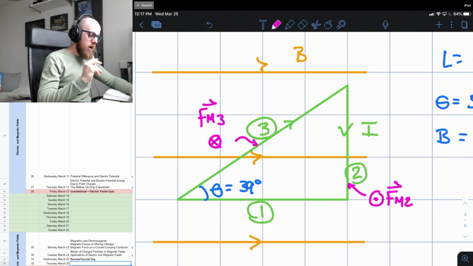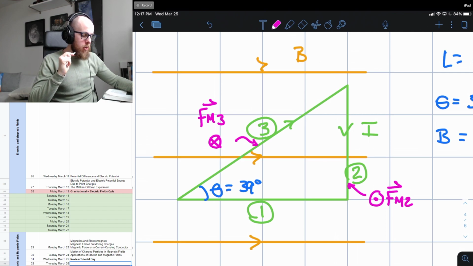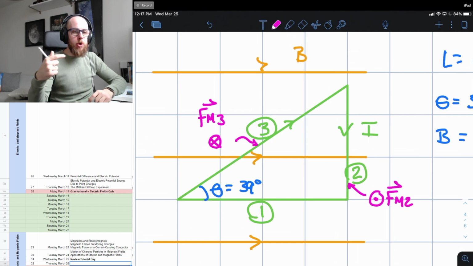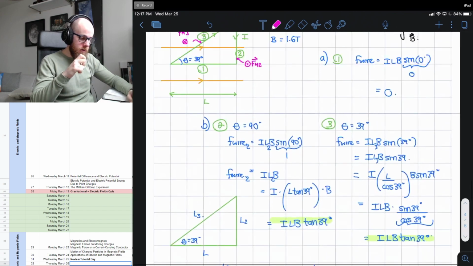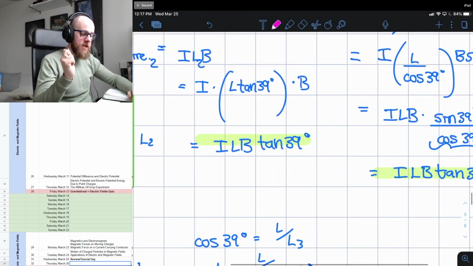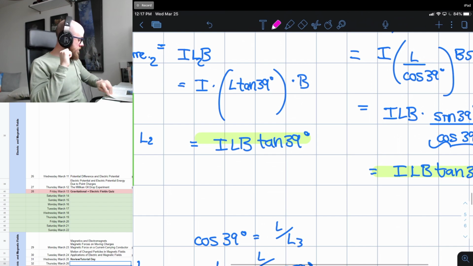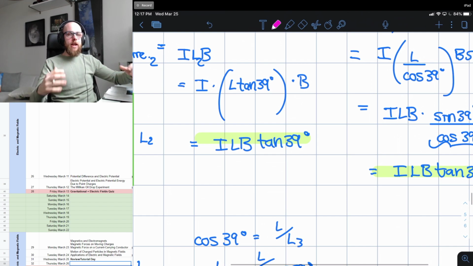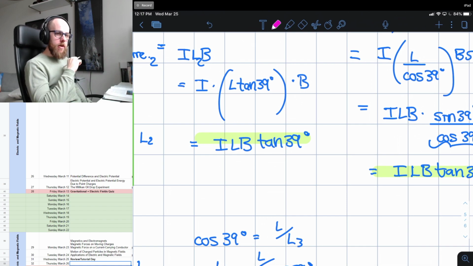Okay. So noticing what's going on here, it looks like FM2 and FM3 point in exactly opposite directions, right? FM2 points out of the page, FM3 points into the page, and they have the exact same magnitude. So what I'm able to conclude is that the total magnetic force on this loop of wire is going to be 0.